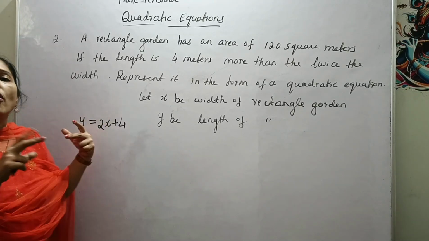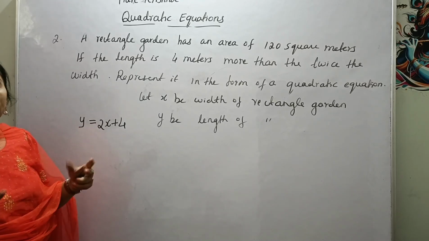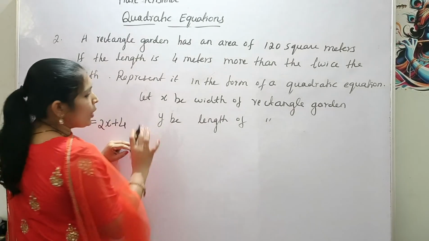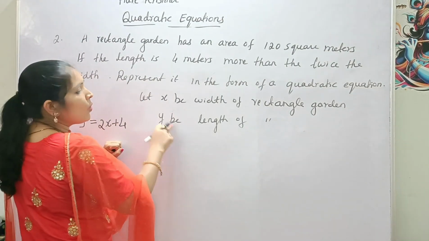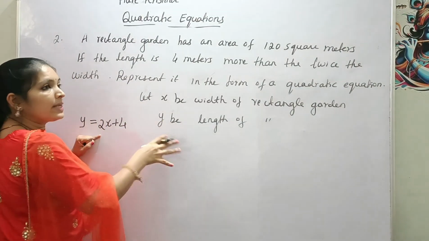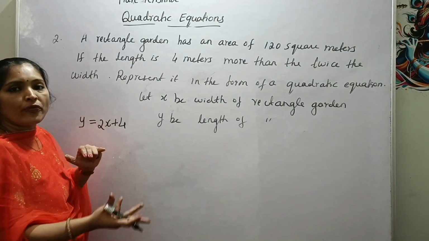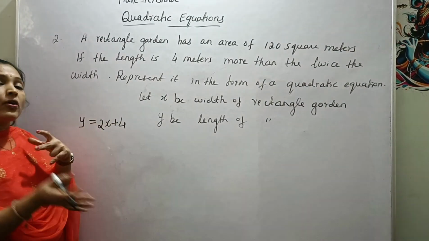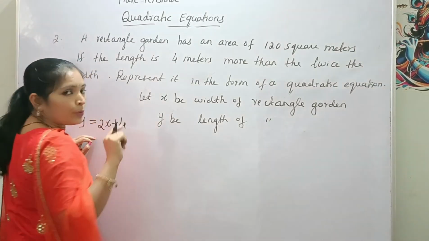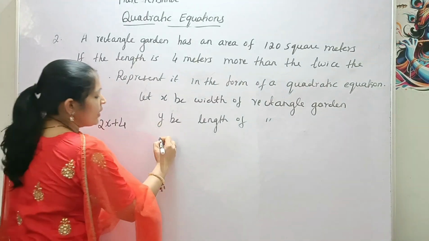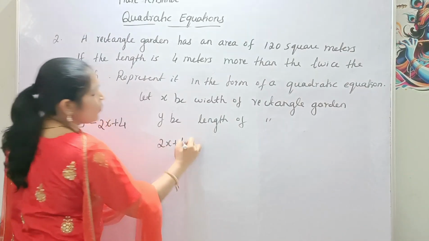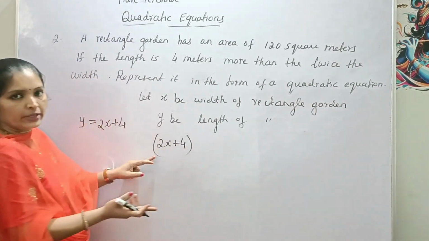And it is given the area of the rectangular garden. We know that area is nothing but the product of length and width. What is the length? y. So what is y? 2x plus 4. Here we have to write the expression in terms of x only, or in terms of y only, not both variables. So the product of length and width: the length is y, which is 2x plus 4, into width.